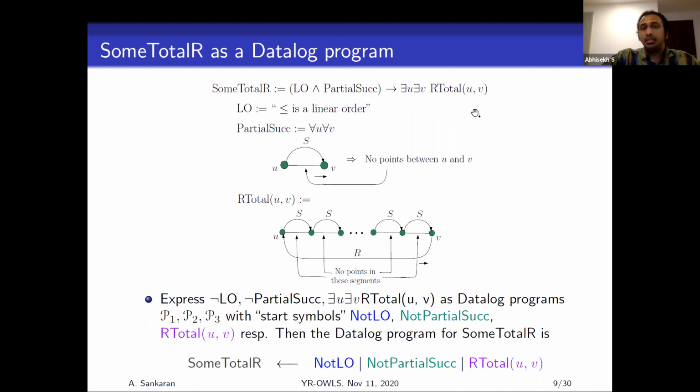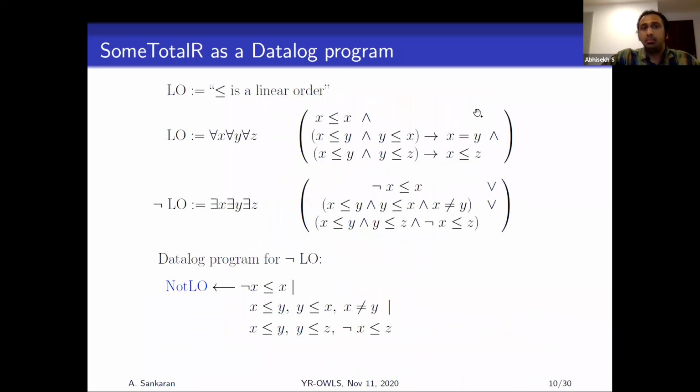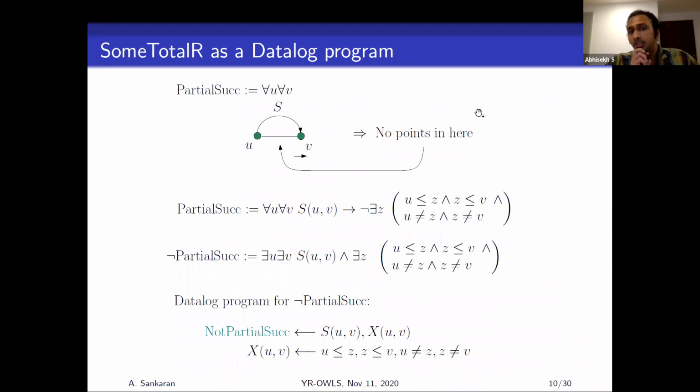Let's quickly see these definitions. I'm sure you would have already guessed them, but nevertheless, this is linear order. It has a universal definition. You just negate it, you get an existential definition, and the existential definition readily lends itself to a Datalog program as shown. Likewise with partial successor, which is also an existential sentence. You can readily write negation partial successor as the Datalog program shown here. Now, so far it is just first order logic.